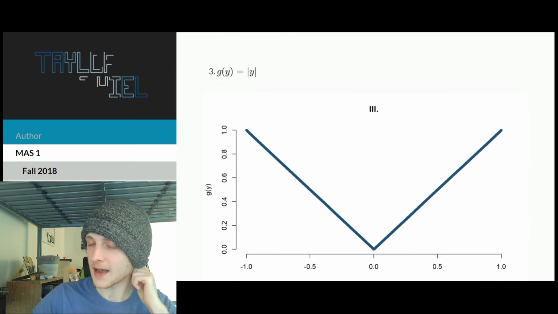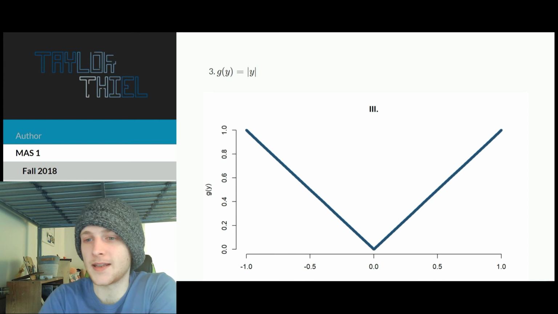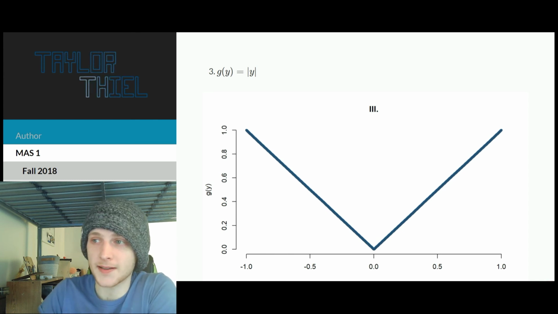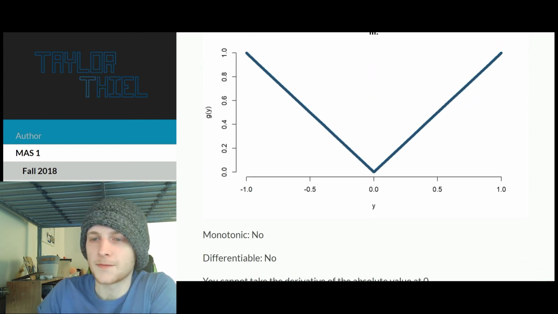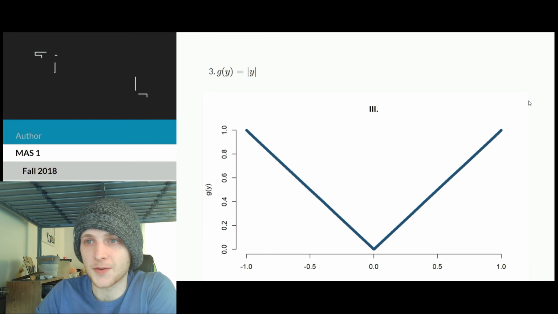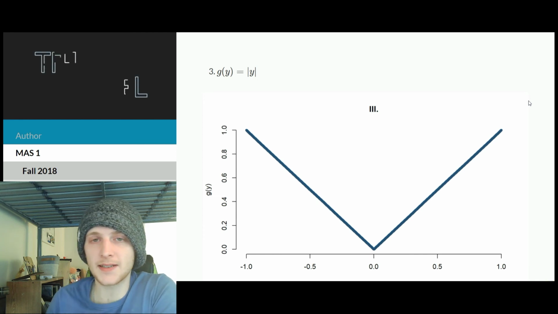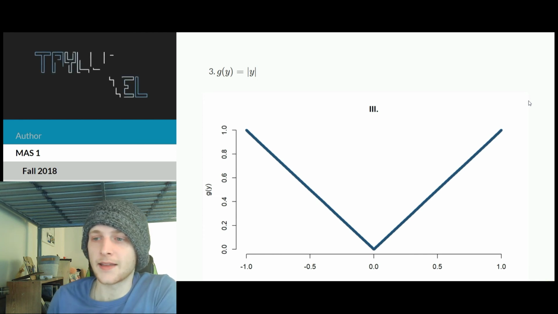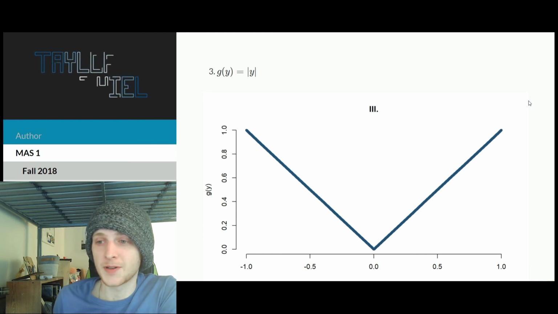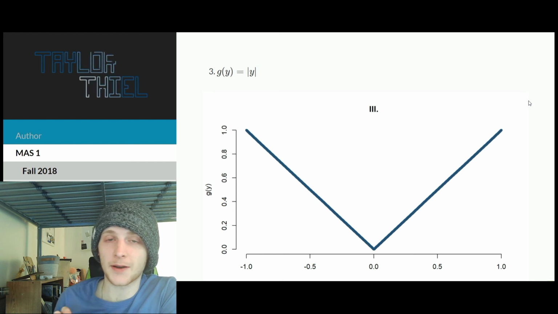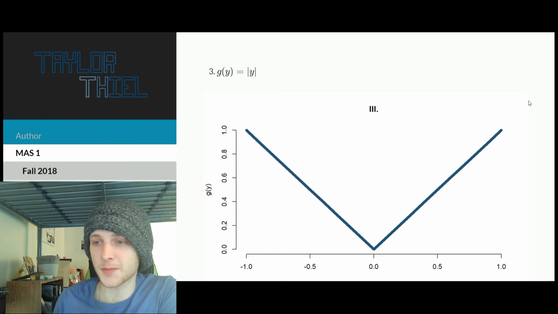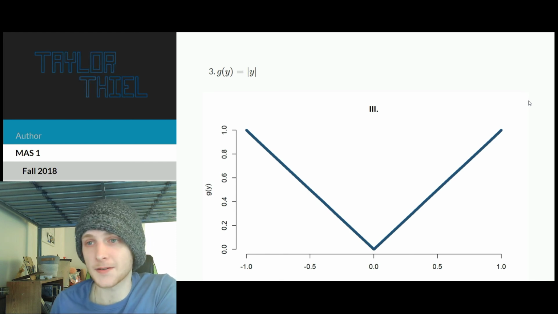And then finally we have the absolute value. This fails both constraints. First off, it is not monotonic, so quite clearly it is decreasing and then increasing. And then it is also not differentiable, and that happens at the value of 0. So it's differentiable everywhere except at 0.